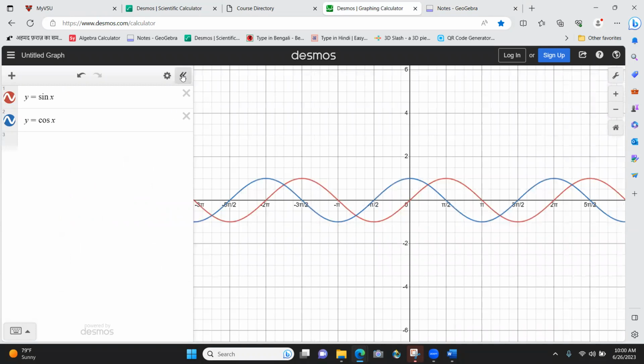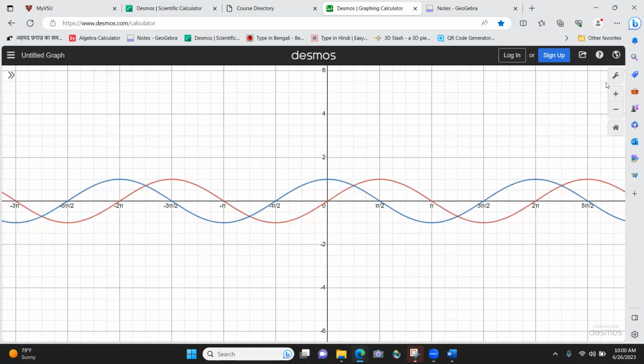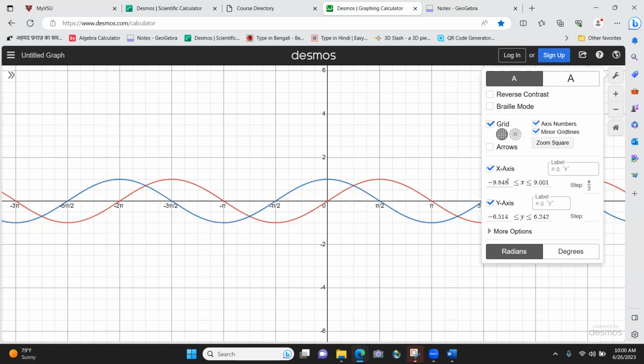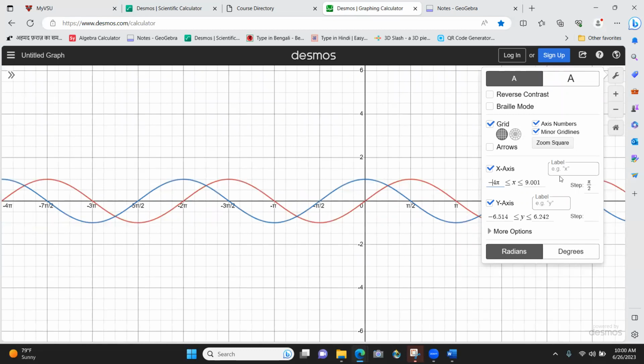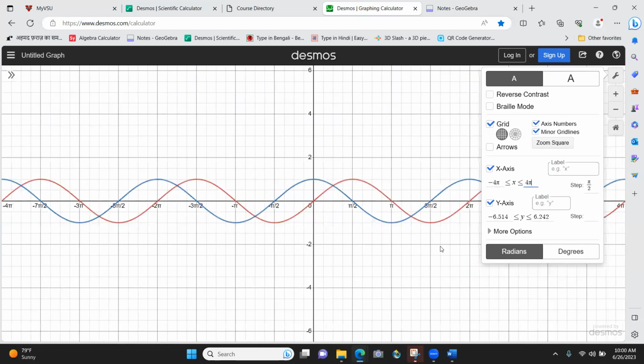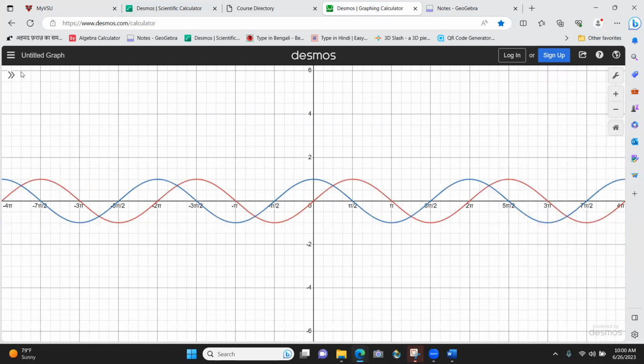Now if you want to see more on the left and the right, you go here, wrench, and you can take the x-axis and make it -4 pi and make it 4 pi. It'll show you a little more. Okay, and you can go back.